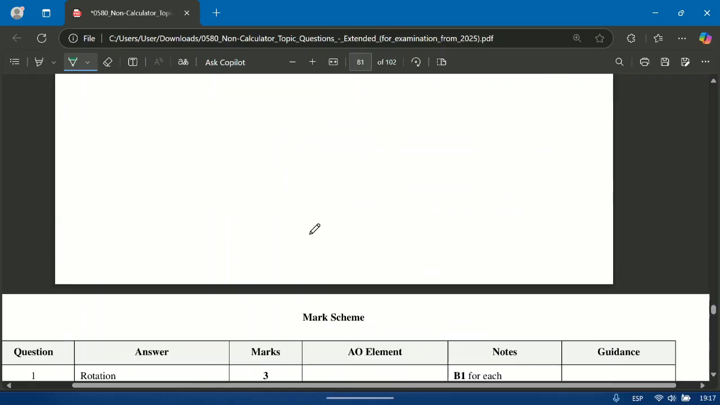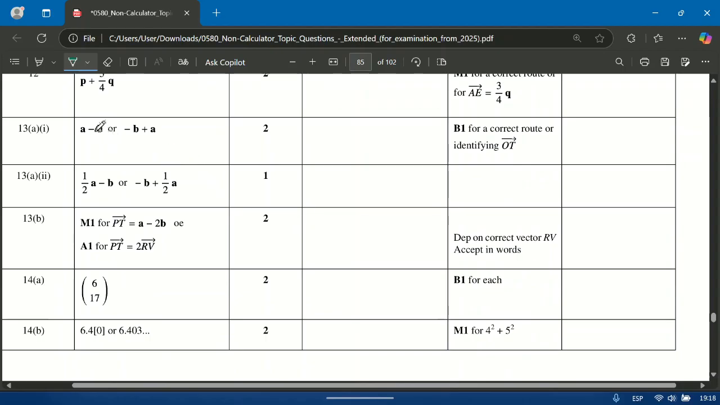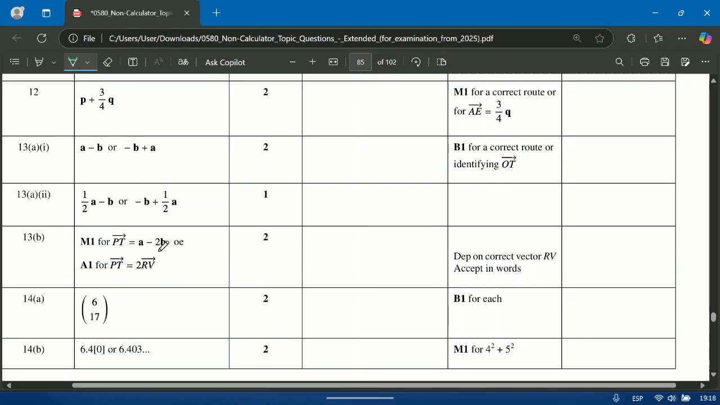Let's look at the mark scheme. Question 13. Question A, first one, A minus B or minus B plus A, just like I said. Second part again, you can have the negative first. Okay. And then here you get a mark for A minus 2B. And then only after you've gotten that, you get a mark for this. So you don't get this mark if you haven't shown A minus 2B. You can write this in words. You don't have to say it. But I think it's important to show that the one is double the other one.